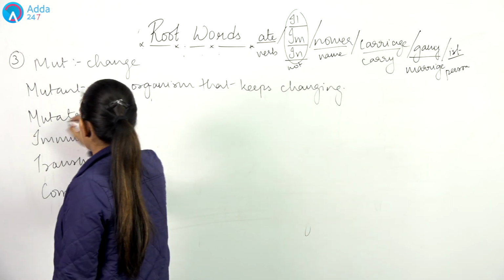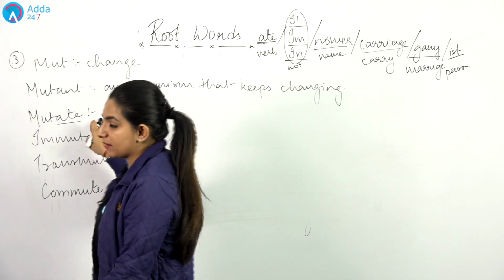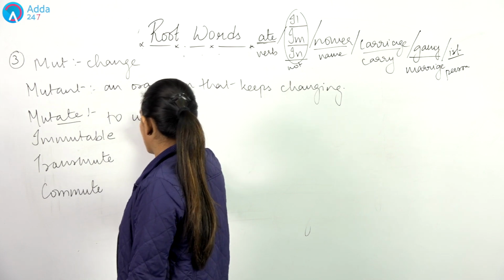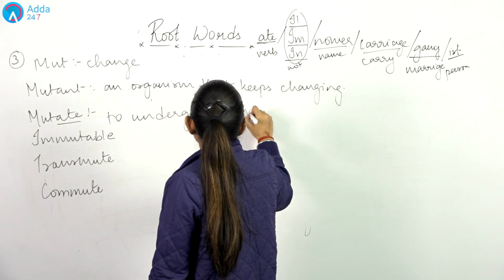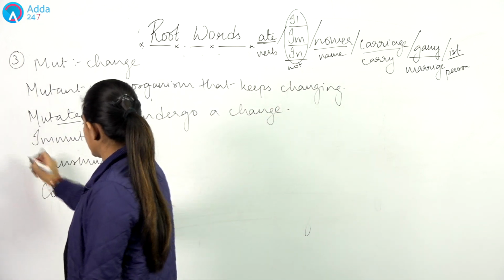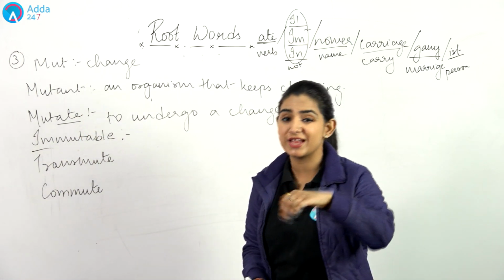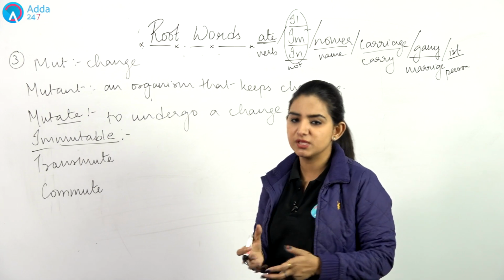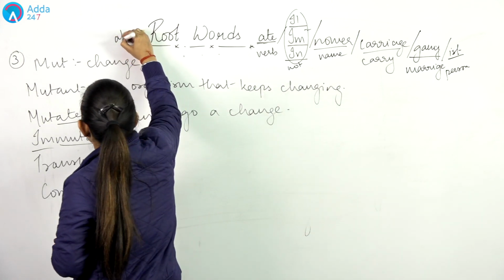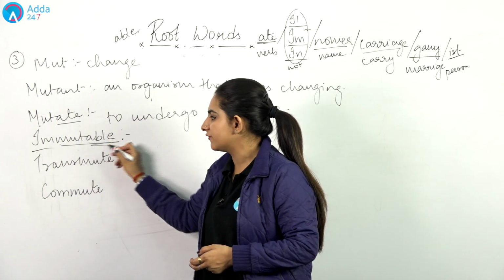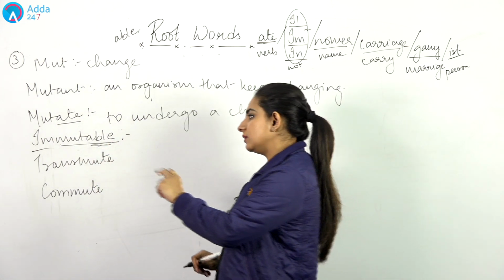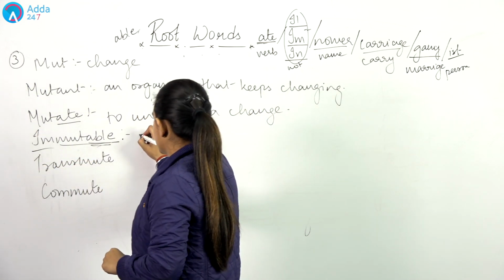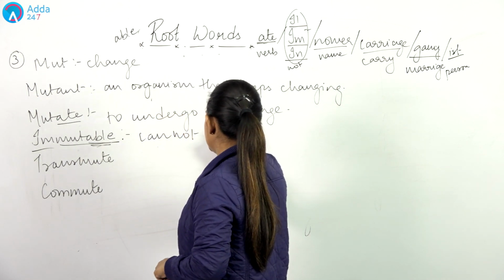Next is mutate. Again, you have the word ate, which defines a verb. So again, mutate is a verb. Mutate, what does this mean actually? Mutate means to undergo a change. Then we have immutable. Again, im is used. I told you im is used to define not, never. So immutable. Mutable means something which can be changed, because able defines the capability of something. So when I say mutable, this defines that it can change. But when I say immutable, this says it cannot be changed.